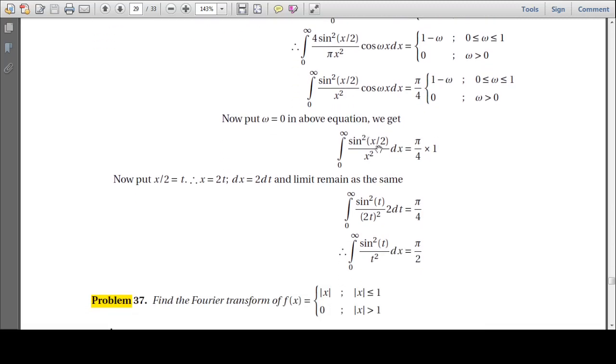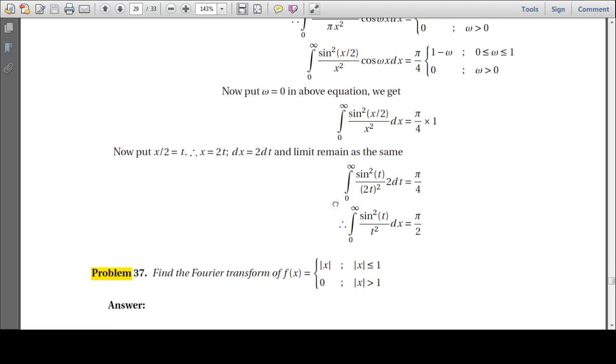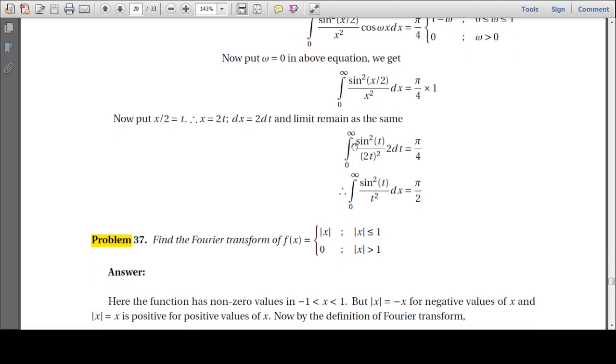Now we make a substitution, put x by 2 equal to t, so x equal to 2t. The limit varies over the same range, because the lower limit of x is 0, so when x equal to 0, t is also 0. When upper limit x equal to infinity, t becomes infinity by 2, again infinity. So dx equal to 2 dt. Substitute these limits and transformations in this integral. I get integral 0 to infinity sin square t by x, which is actually 2t the whole square, into dx, which is 2 dt, equal to pi by 4.